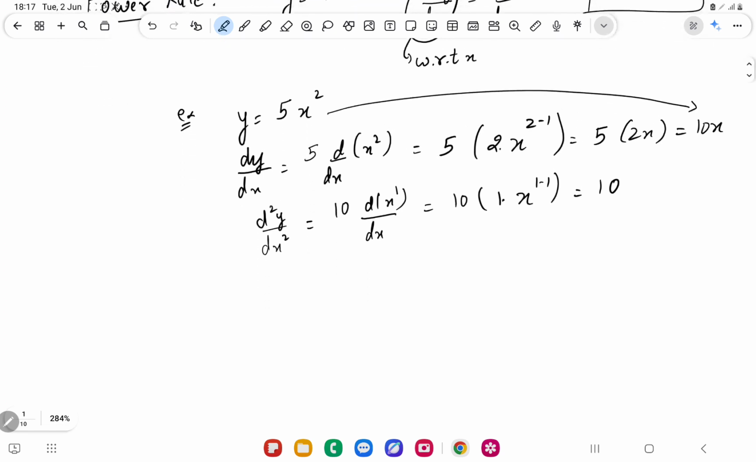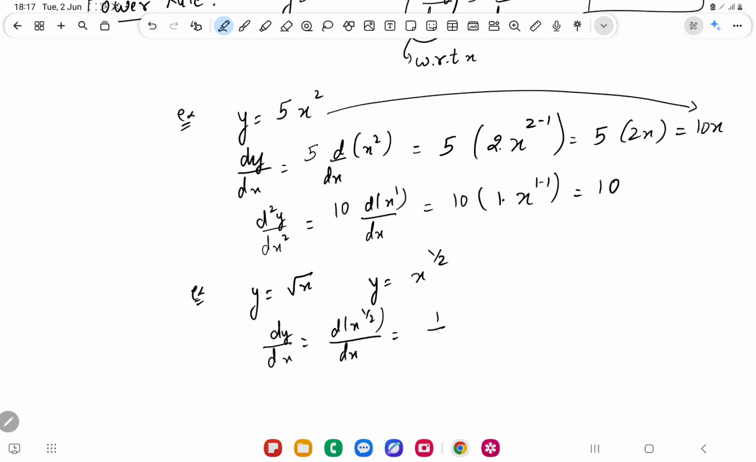Now what if I want to find the derivative of root x? The first important rule is we should write it as x to the power half. Now I can easily find dy by dx. So I will write it as d by dx of x to the power half with respect to x. Again n x to the power n minus 1. Now upon simplification I will get my answer like this. But you should not leave your answer like this. x to the power minus half is nothing but 1 upon root x. So this is the first derivative of root x.